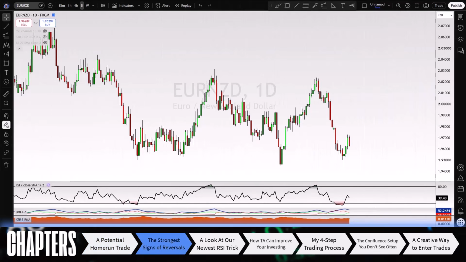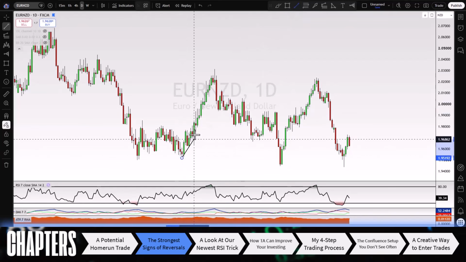I've got a lot to talk about here on the Euro New Zealand, so where to start? Let's start with reversal signs. You've heard me say before, the strongest reversal sign in the market is going to be something called a V reversal. And well, we've got 3 great examples of that right here, right?